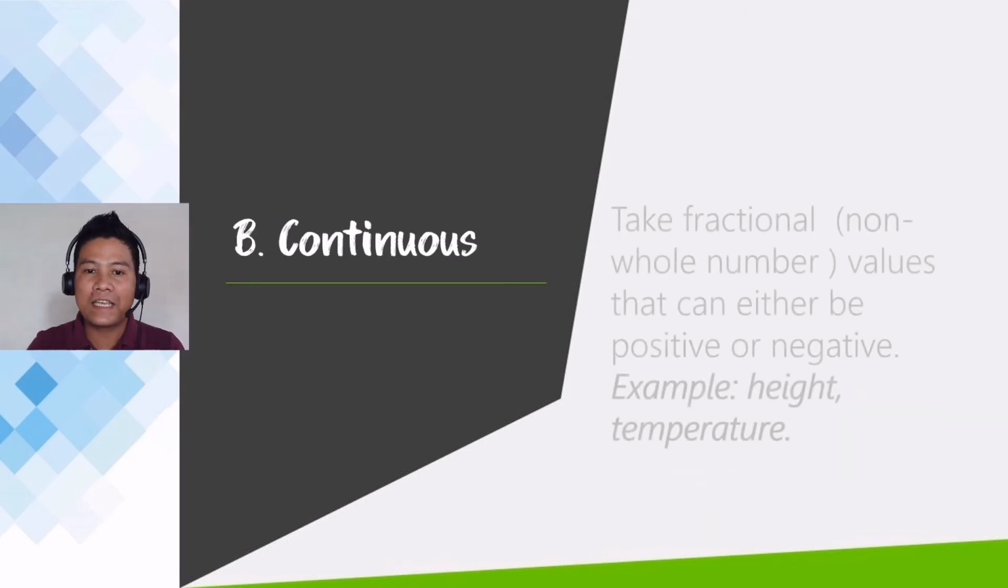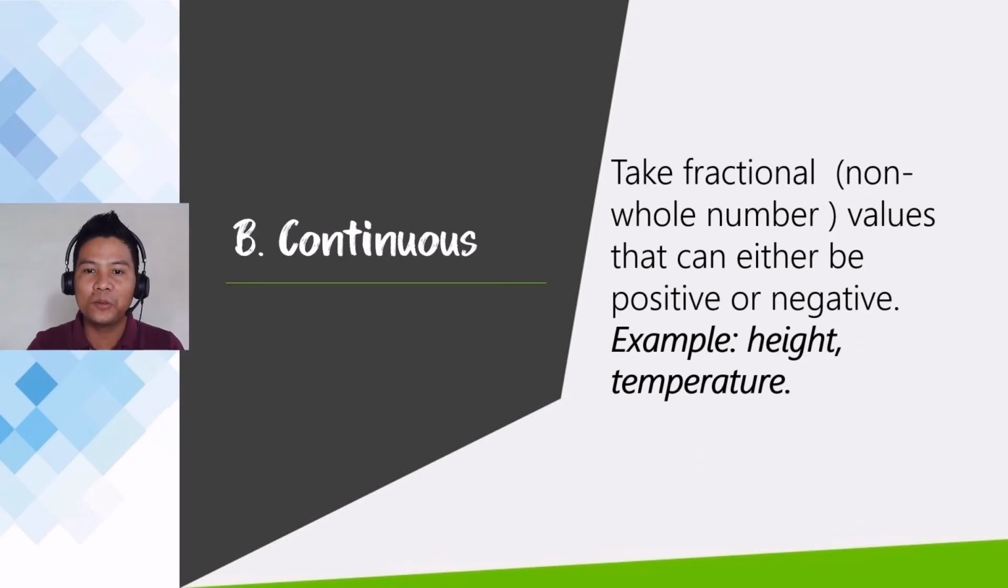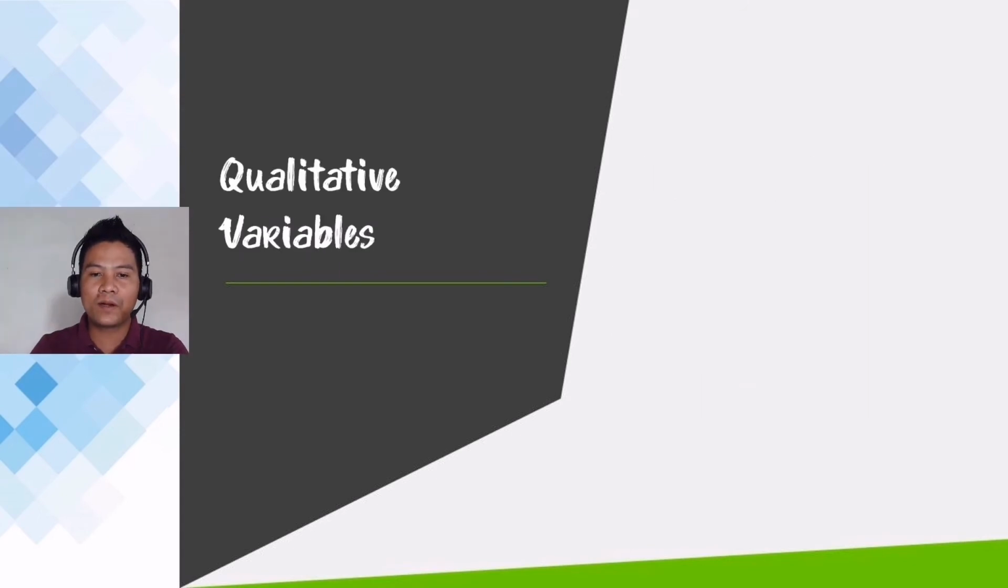Continuous variable takes fractional or non-whole number values that can either be positive or negative. For example, the height, temperature. There exists a continuous range of values from the smallest to the largest possible amount and measurement. Under quantitative variables, we have here interval and ratio.